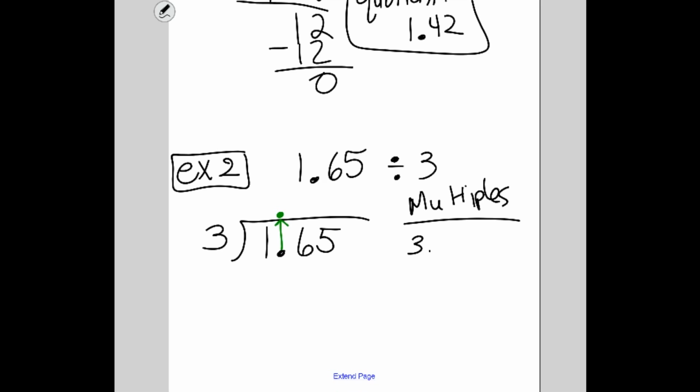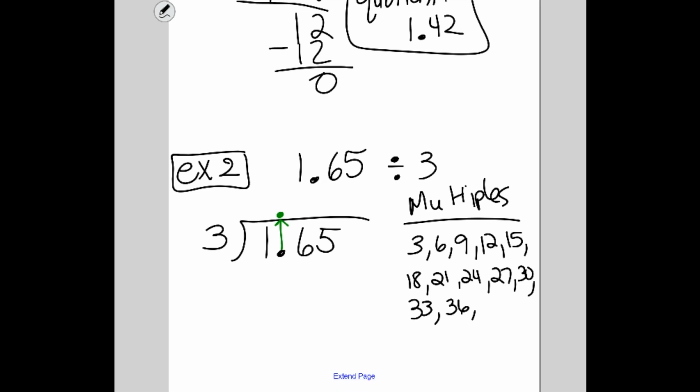All right, so we have 3, 6, 9, 12, 15, 18, 21, 24, 27, 30, 33, 36, and I guess we could stop there. If we need to keep going, we will.